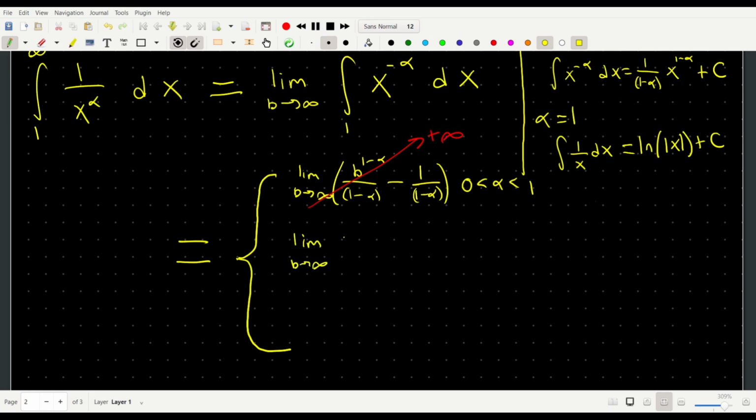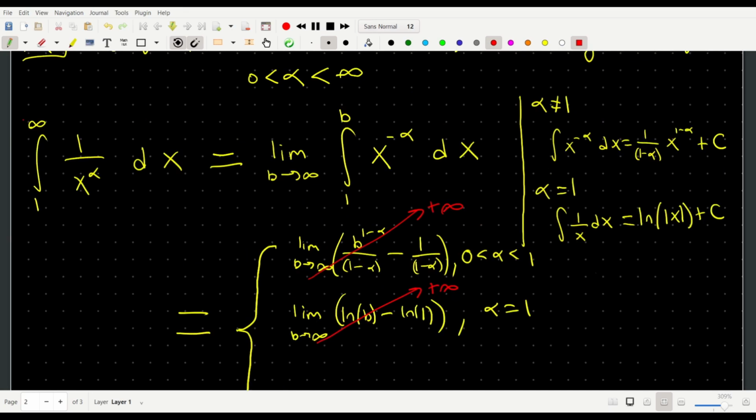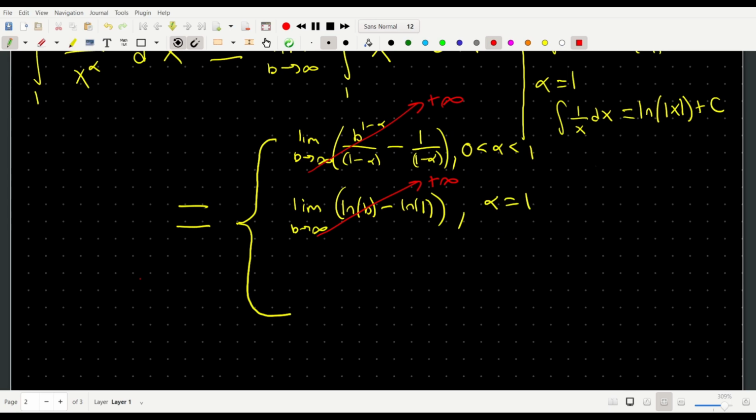Likewise, when alpha is equal to 1, we're going to get the natural log of b minus the natural log of 1, which is just 0, but the limit as b goes to infinity of the natural log of b is also positive infinity. So when alpha equals 1, the improper integral of 1 over x to the alpha from 1 to infinity also does not exist. It diverges to positive infinity.